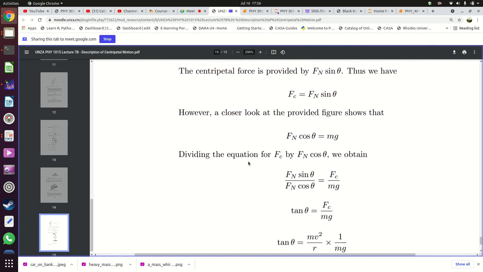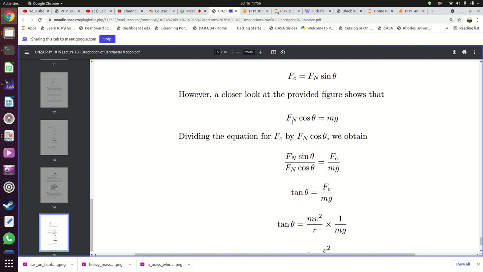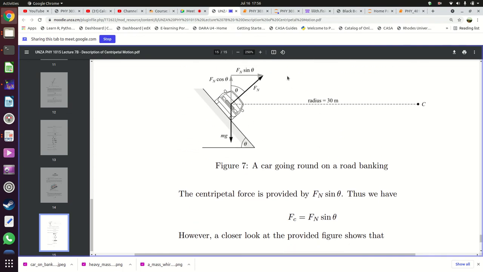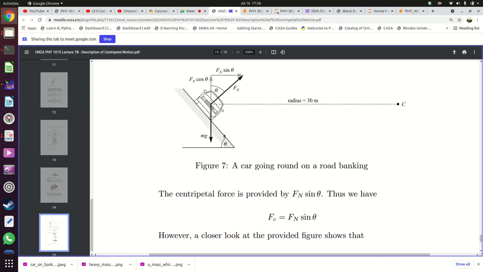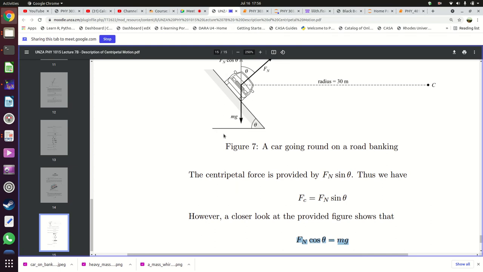So what have I done here? You have Fn cos theta equals mg. From this bit, Fn cos theta equals mg, so the car stays on the road.